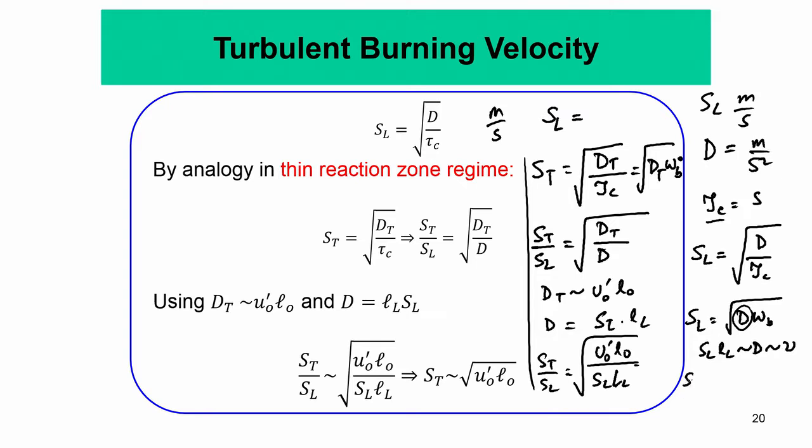So, then ST by SL essentially becomes equal to Reynolds number to the power of half. Okay. So, ST by SL should be equal to Reynolds number to the power of half. So, this way we can have a scaling relationship for turbulent burning velocity. So, this is an important thing.